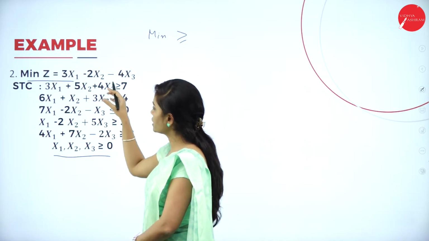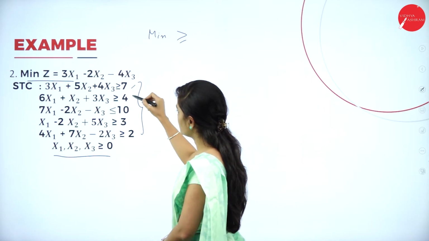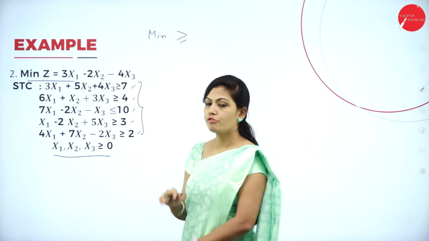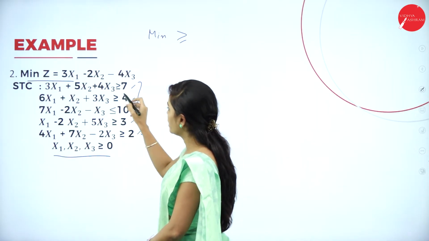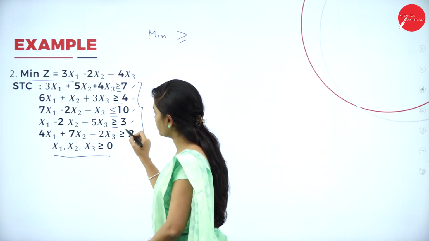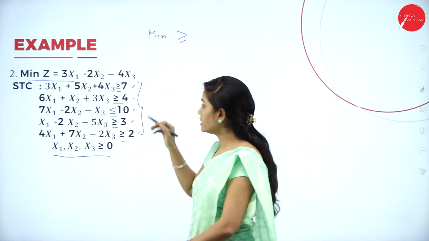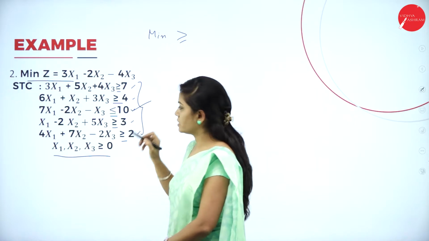Here you just observe the constraints. I have 5 constraints: first, second, third, fourth, fifth. Observe the constraint signs. I have greater than or equal to, greater than or equal to, less than or equal to, greater than or equal to, greater than or equal to. All the constraints are greater than or equal to except this third constraint.